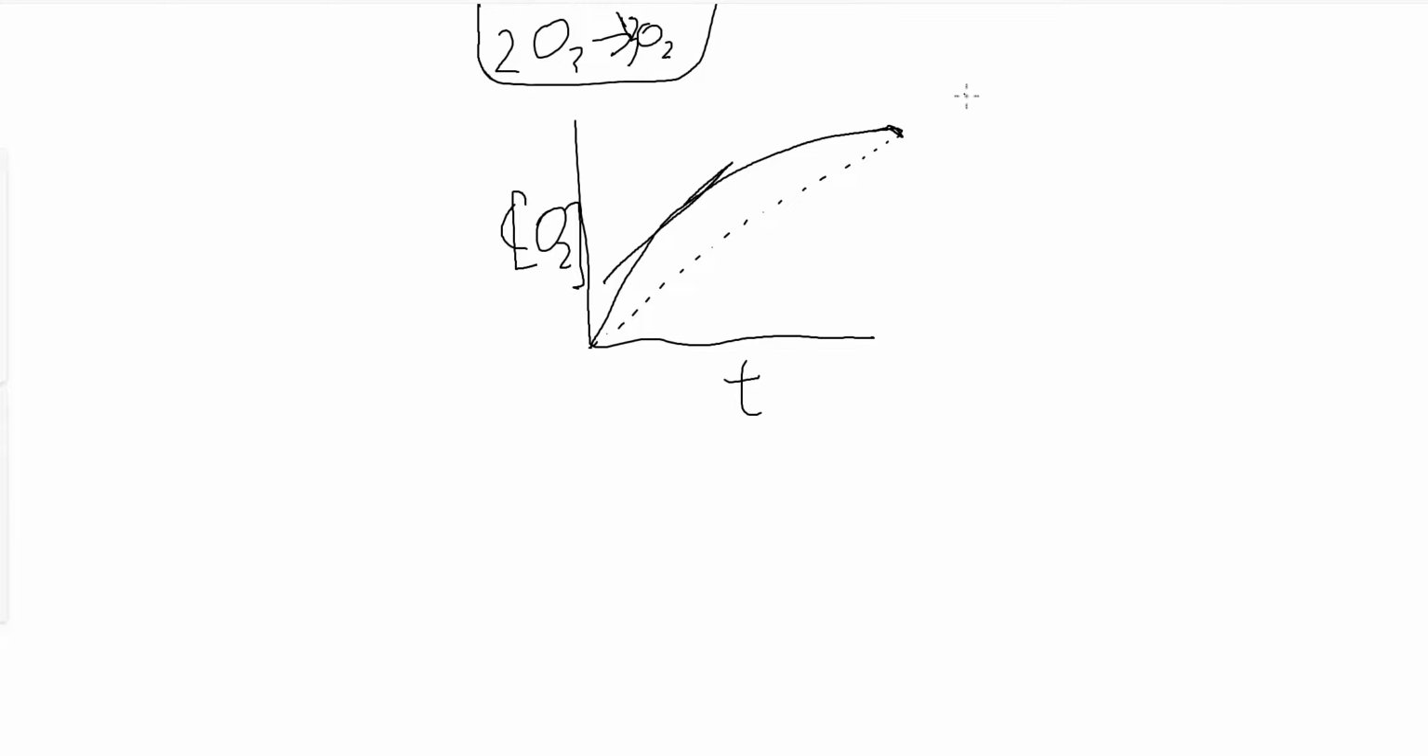Now, rate is always measured in molar per second, or molar per unit time, really. It doesn't have to be second. It could be second, minute, hour, year, decade, century, millennia. Usually, we limit ourselves to seconds, minutes, hours, and years because that's what's on the human time scale.